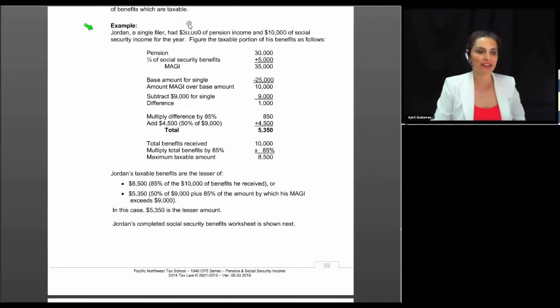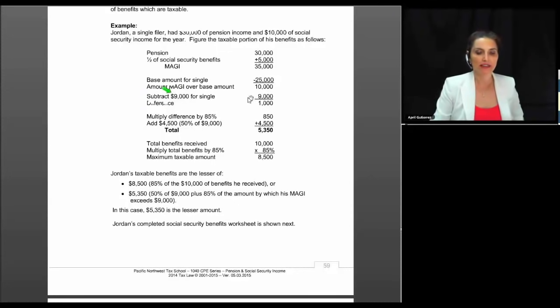Jordan, a single filer, had $30,000 of pension income and $10,000 of Social Security income for the year. We're going to figure the taxable part of his Social Security as follows. We're going to take his pension income, add in half his Social Security benefits, and we get modified adjusted gross income of $35,000. We're going to subtract out the base amount of $25,000, and we get a figure that is $10,000. Well, $10,000 is more than that magic $9,000 number.